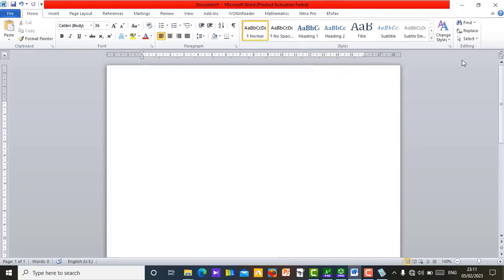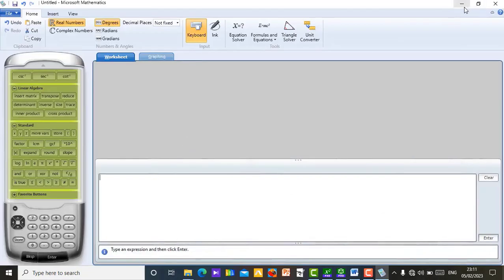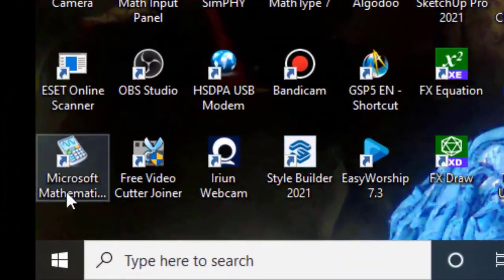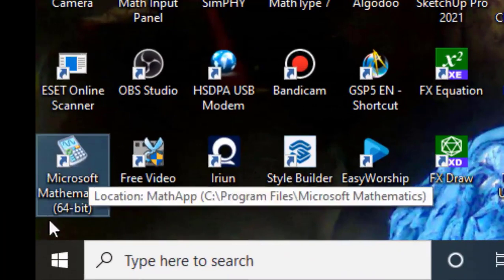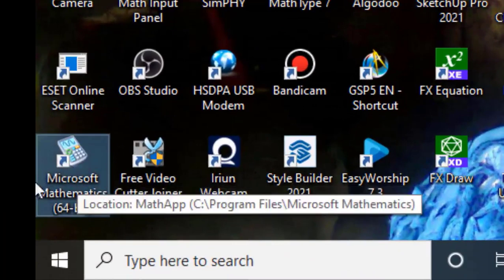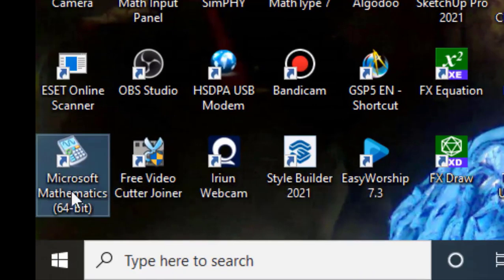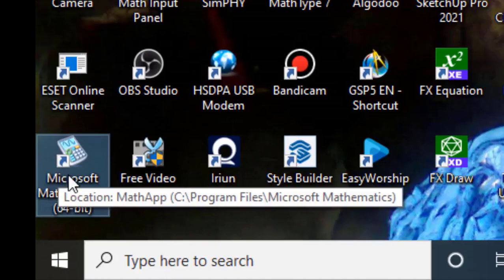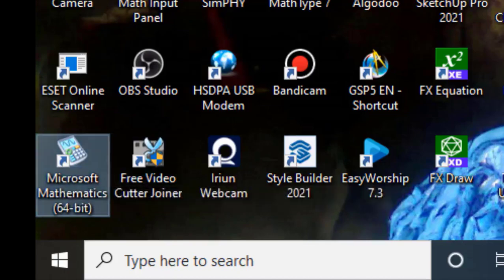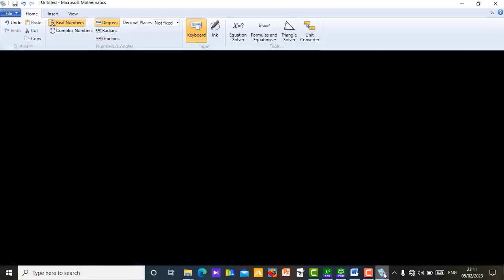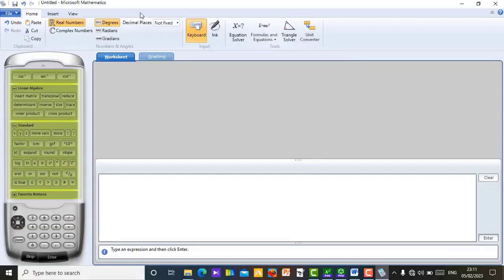After installing it into your system, you are going to have this. You can see this is Microsoft Mathematics. After installing it, it will come out like this on your desktop. When you have it like this on your desktop, you can open it. So let me open it. As I double tap it now, this is Microsoft Mathematics. It's already in my system.